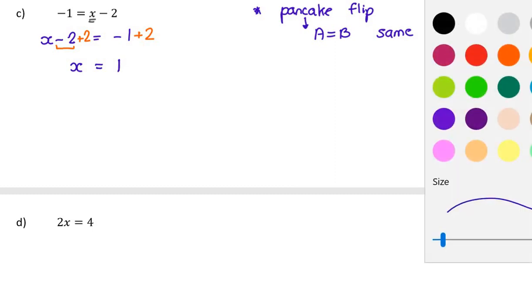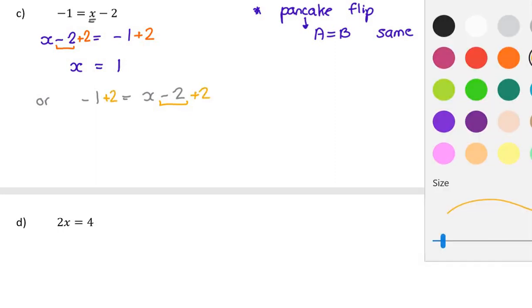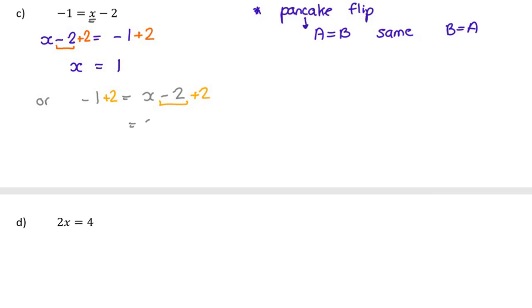Now you don't have to do it like that. You don't have to pancake flip. So what you can do if you want to is say exactly the same logic, but just keep the x's on the right-hand side. So I say, well, I need to get rid of subtracting 2. So I'm going to add 2 to both sides. And so I land up on the right-hand side with just x, because my minus 2 plus 2 disappears, and on my left-hand side, minus 1 plus 2 is 1. So I'll end up getting exactly the same answer. They're just written the opposite way around, and there's nothing wrong with that. So you don't have to pancake flip. I only do it sometimes because it makes my life easier.